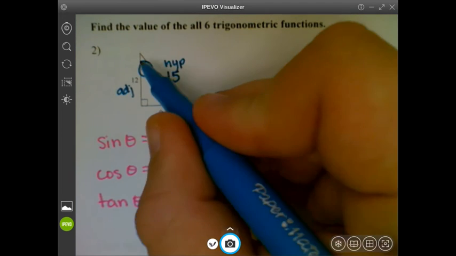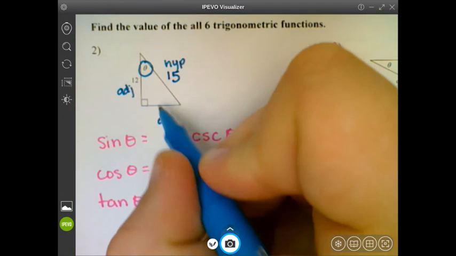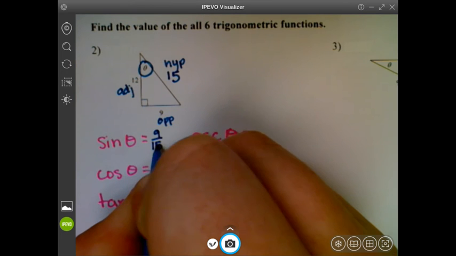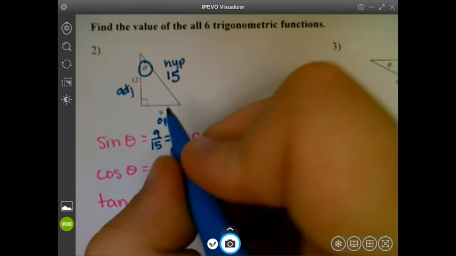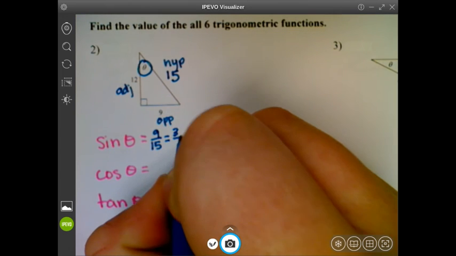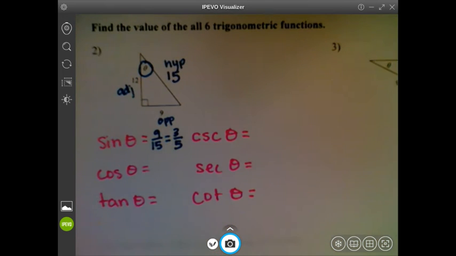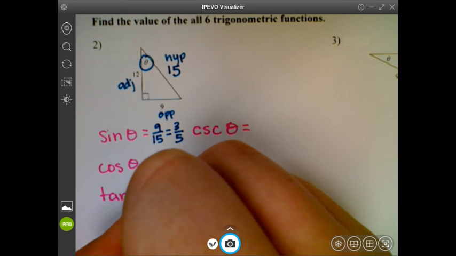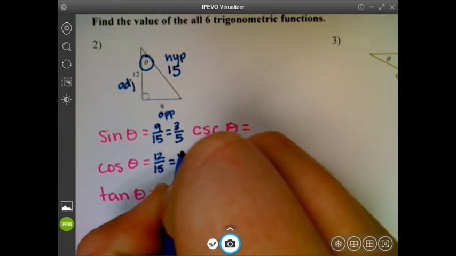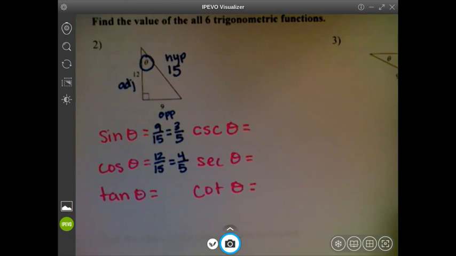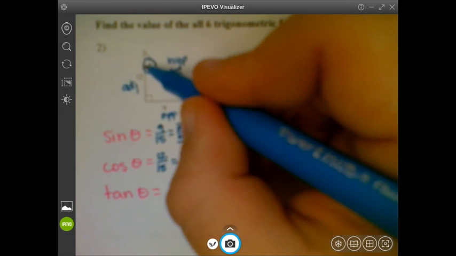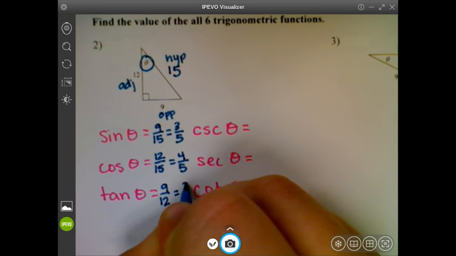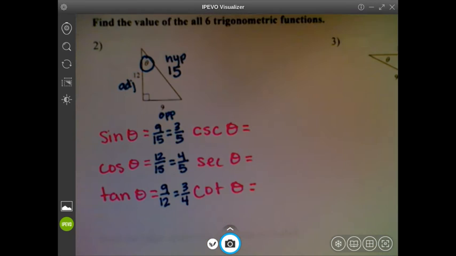All right, so the sine of theta, the relationship between the opposite and the hypotenuse, is 9 over 15. And you should simplify when possible, so 3 over 5. The cosine relationship is 12 over 15, so that will simplify to 4 over 5. And then your tangent relationship, that's opposite over adjacent, so that was 9 over 12, which simplifies to 3 over 4.